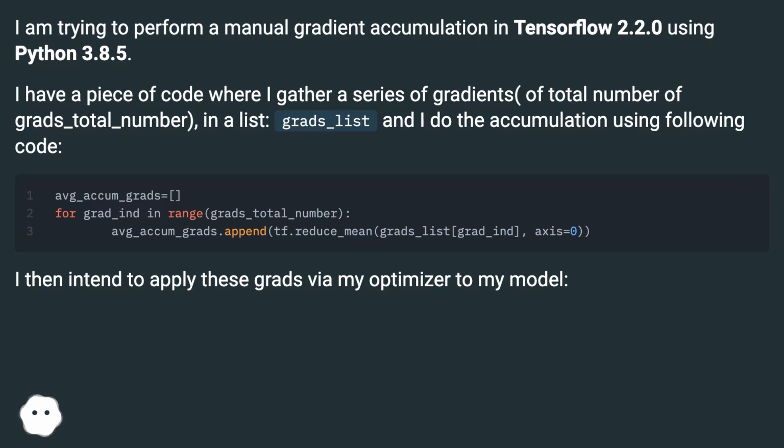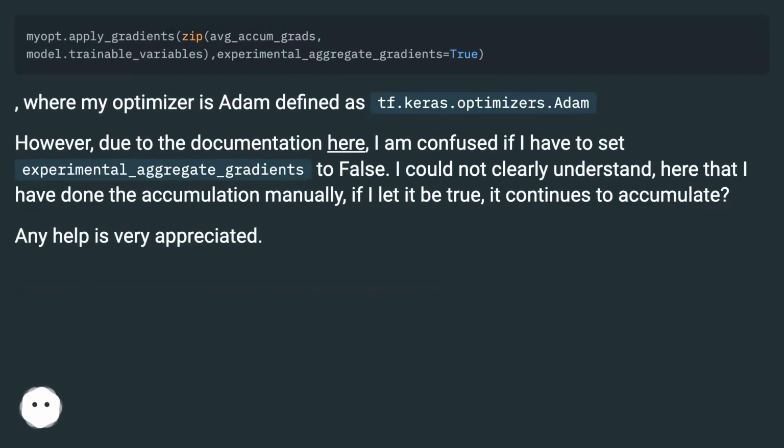I then intend to apply these grads via my optimizer to my model, where my optimizer is Adam, defined as tf.keras.optimizers.Adam. However, due to the documentation here, I am confused if I have to set experimental aggregate gradients to false. I could not clearly understand this, since I have done the accumulation manually. If I let it be true, does it continue to accumulate? Any help is very appreciated.